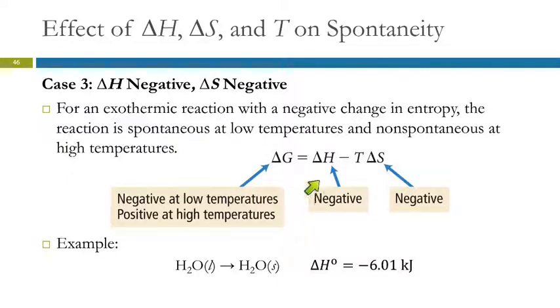So delta H is negative. That's going to give us a negative delta G unless this is adding too much. So it'll be spontaneous at low temperatures and non-spontaneous at high temperatures. An example of this is liquid water going to solid water, so water freezing. Exothermic process, but negative change in entropy. It happens at low temperatures, not at high temperatures. Any questions?